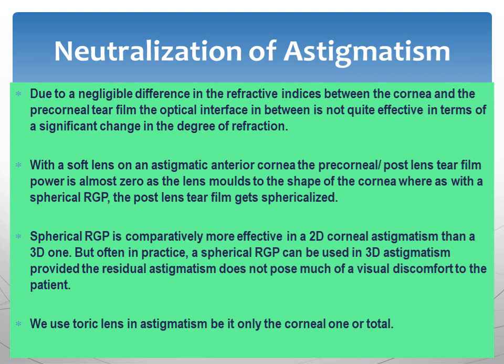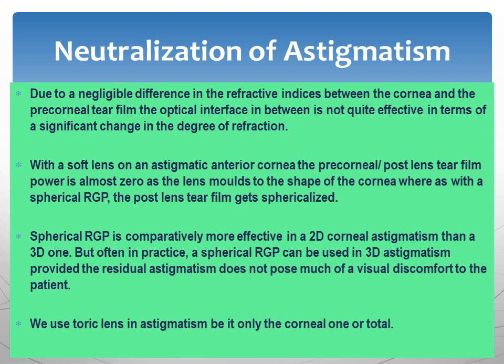But in case of spherical RGP, if you are using a spherical RGP for astigmatic cornea, then the post lens tear film gets sphericalized. Again, in this case, the amount of astigmatism has to be not a very significant one. So we have seen that spherical RGP can theoretically be used up till 2 diopter of corneal astigmatism, but in clinical practice I have seen that up to 3 diopter of corneal astigmatism also we can go with spherical RGP lens, provided that the residual astigmatism getting induced is not posing much of a visual discomfort to the patient.